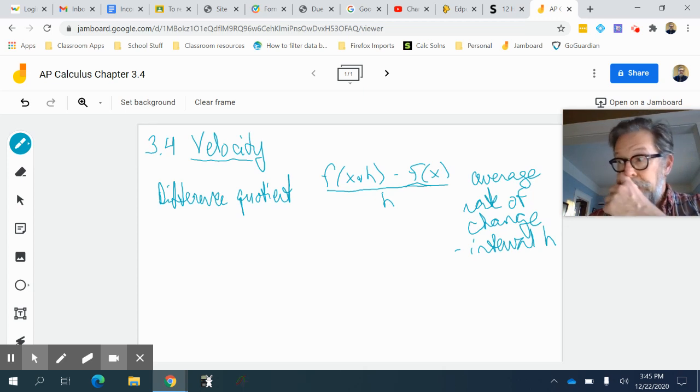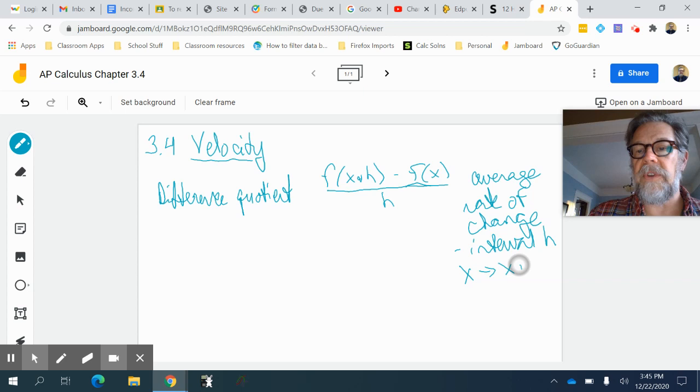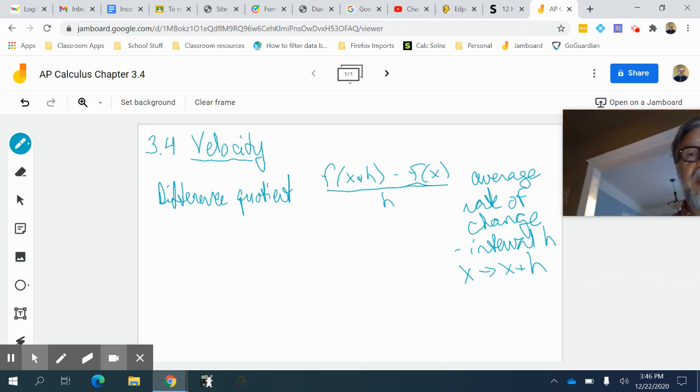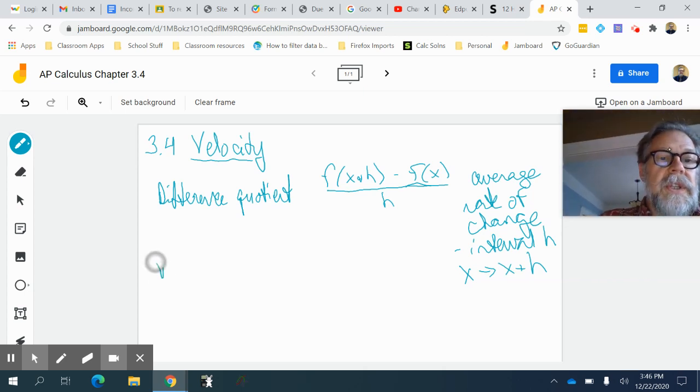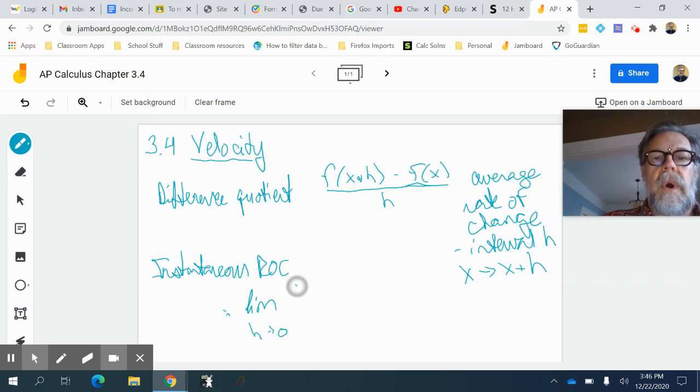So we're starting at x, and we're going to x plus h, and we're taking the y value, the change in y values over the change in x values. So the instantaneous rate of change, then of course, is the limit as h goes to 0 of that difference quotient.